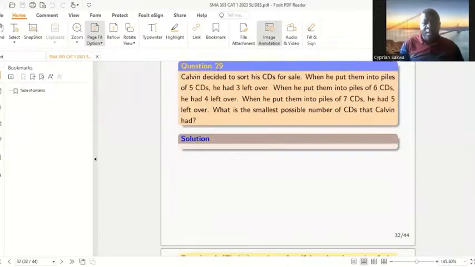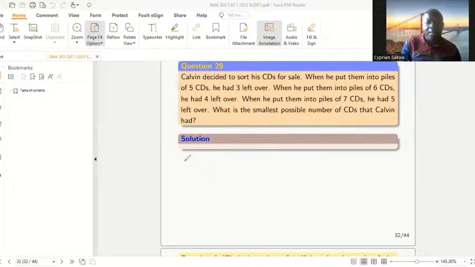This guy, Calvin, decided to sort his CDs for sale. When he put them in piles of 5, he had 3 left. When he put them in piles of 6, he had 4 left. And when he put them in piles of 7 CDs, he had 5 left. What is the smallest number of CDs that Calvin had? So this is the question. The question is saying, let the number of CDs be X. That means Calvin has X CDs.